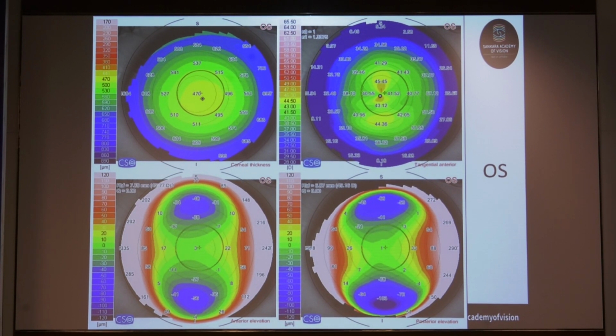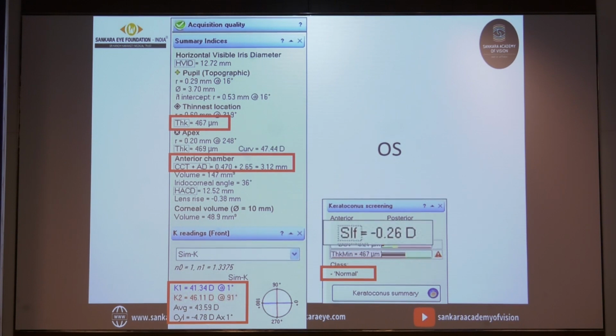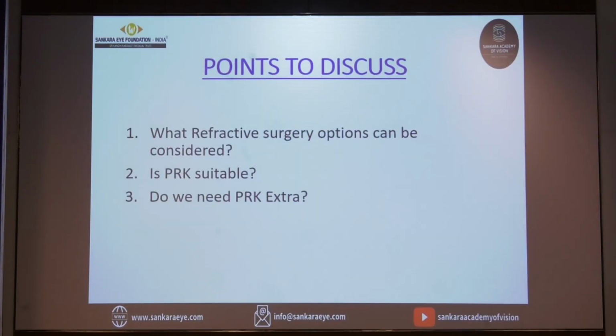Similarly, in the left eye, the anterior curvature showed a superior steepening. Again, no posterior elevation, again a thin cornea. Similarly, all the other parameters were the same. Aqueous depth was lower, and this was labeled as normal. Here, the superior inferior asymmetry was minus 0.26, which shows a superior steepening. So I'll come to the points of discussion later.